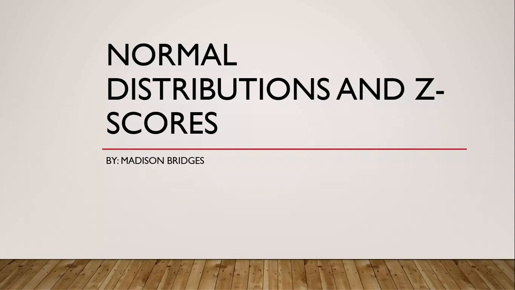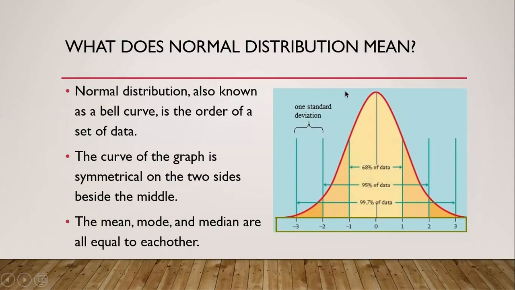For this presentation, I will be talking about normal distributions and z-scores. What does normal distribution mean? Normal distribution, also known as bell curve, is the order of a set of data. The curve of the graph is symmetrical on the two sides beside the middle, as you can see in this photo. The mean, mode, and median are all equal to each other.